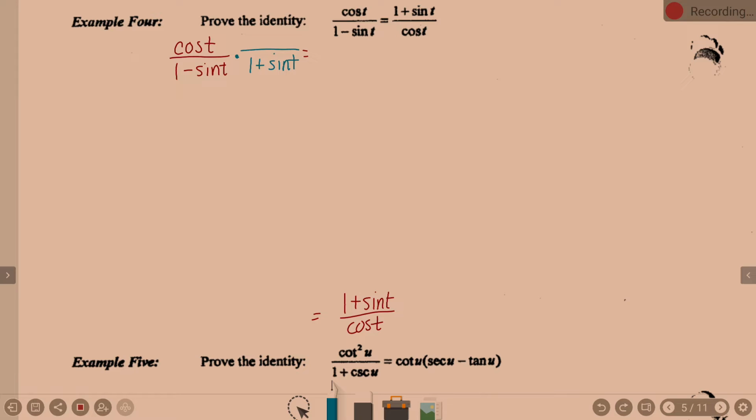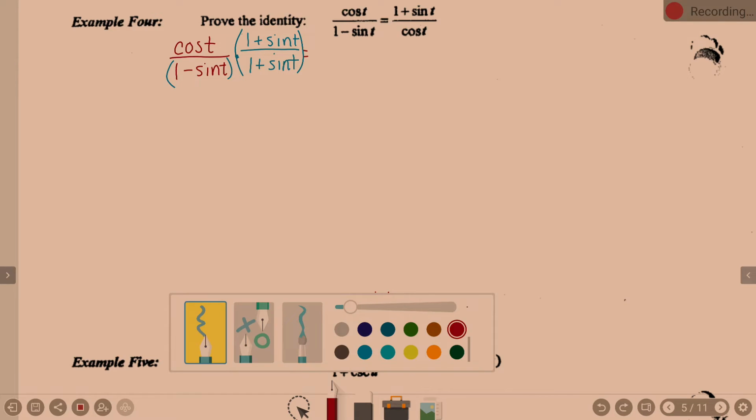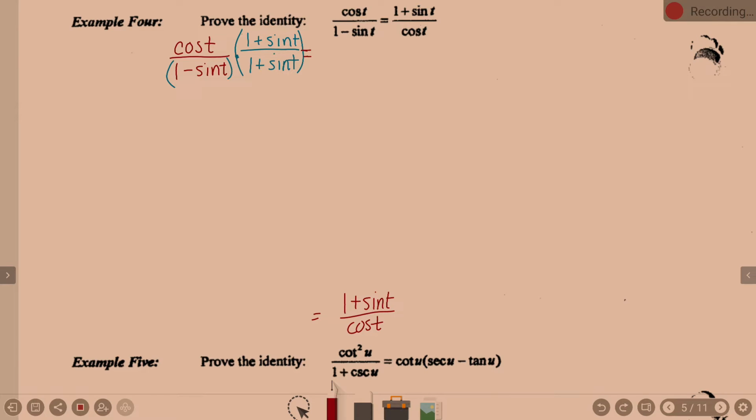And you know what I'm going to say next, yes? Same thing both places. What we do to the denominator, we're doing to the numerator. So we're multiplying by 1 plus sine t on top.